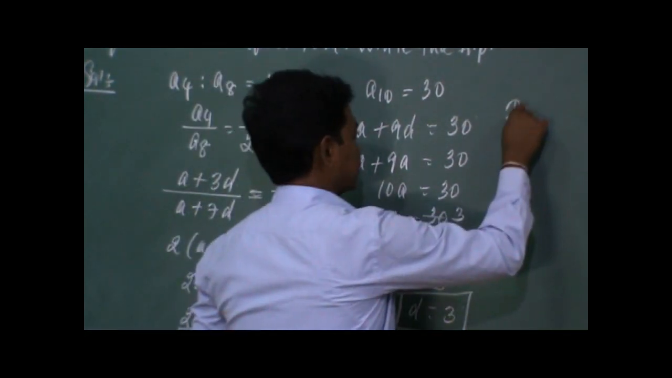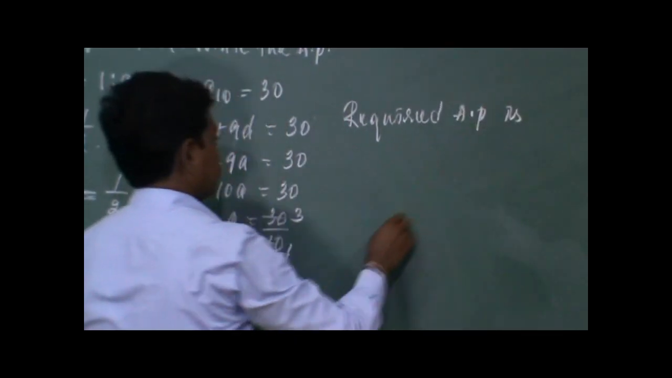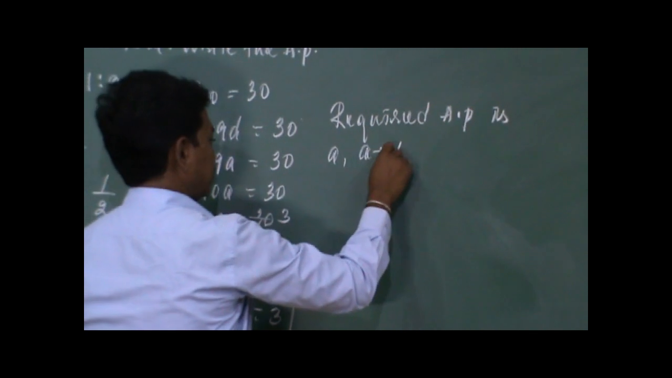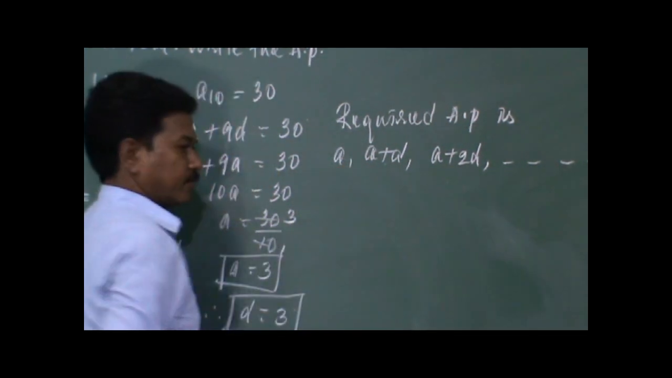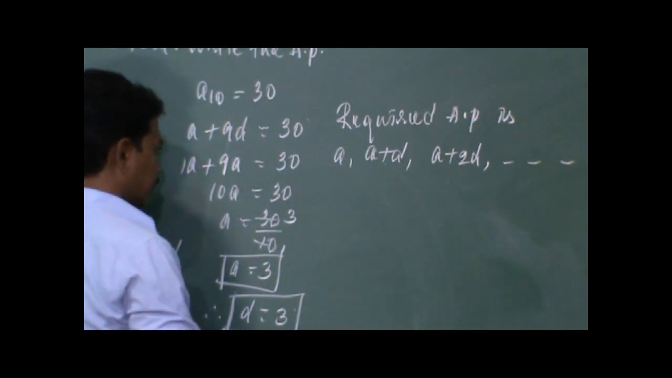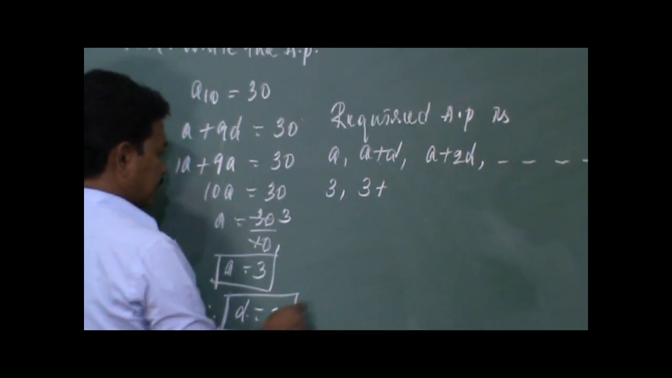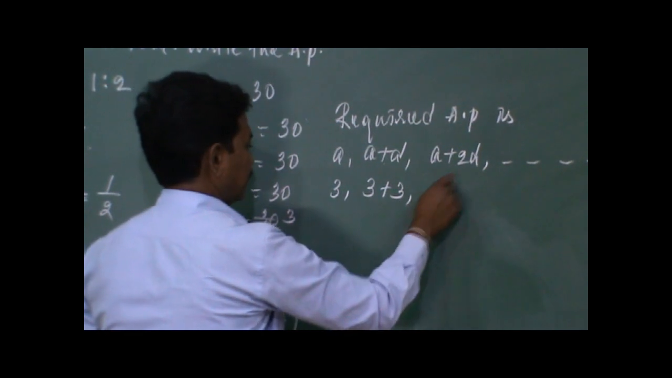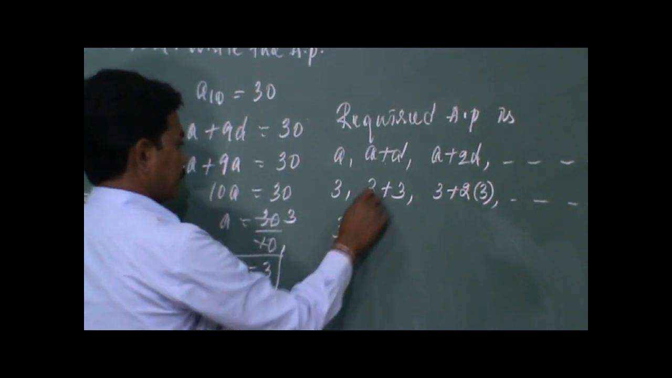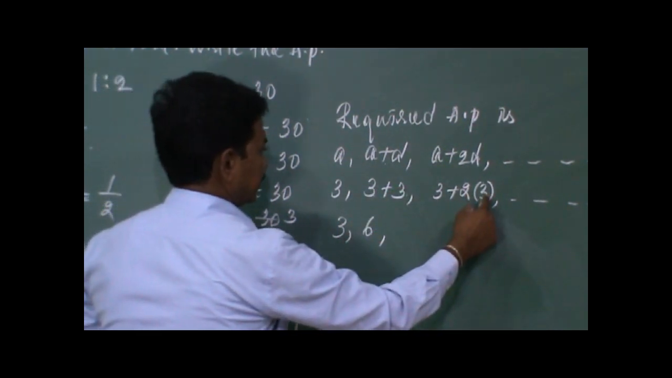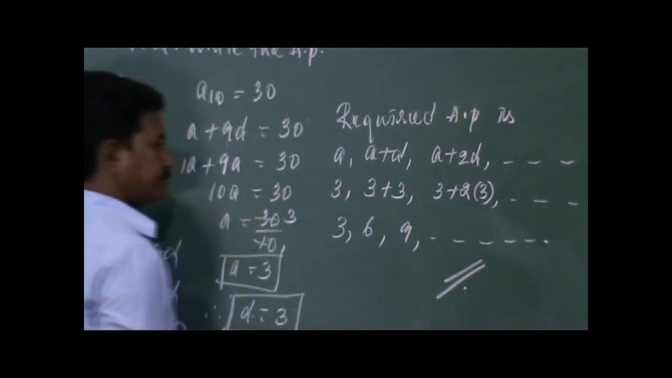So the required AP is A, A plus D, A plus 2D. Just three terms are enough to define an AP, what I have told you earlier. So A is 3, A plus D is 3 plus 3, which is 6, and A plus 2D is 3 plus 2 into 3, which is 3 plus 6, that is 9. So this is the required AP.